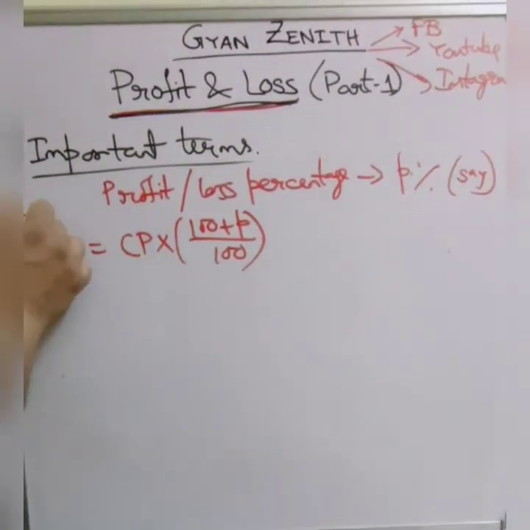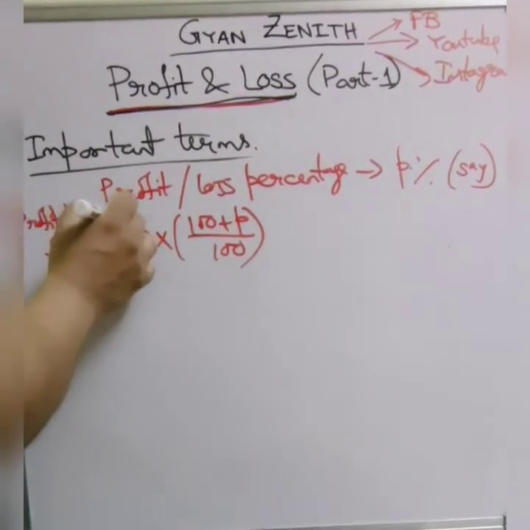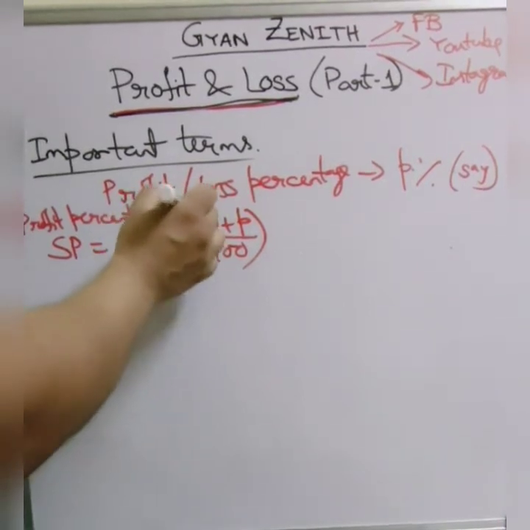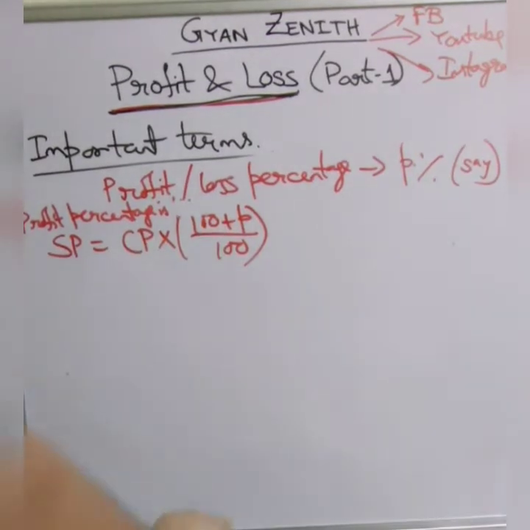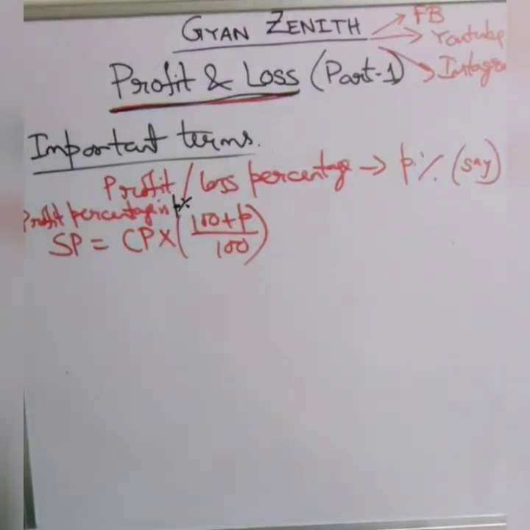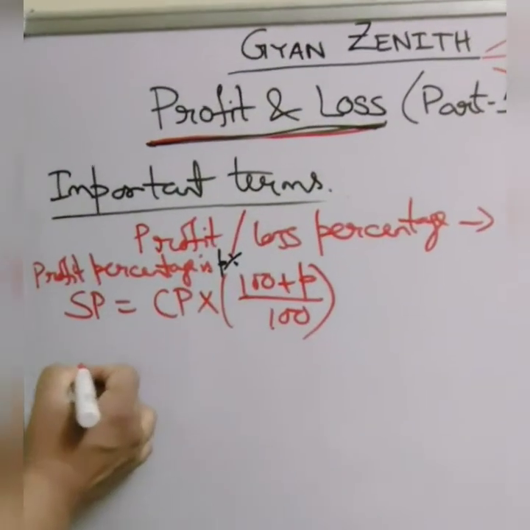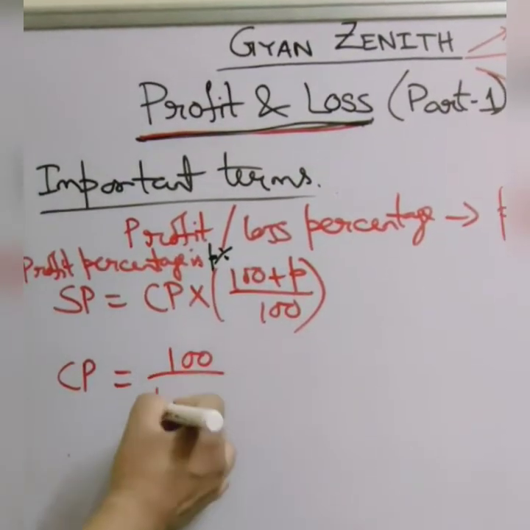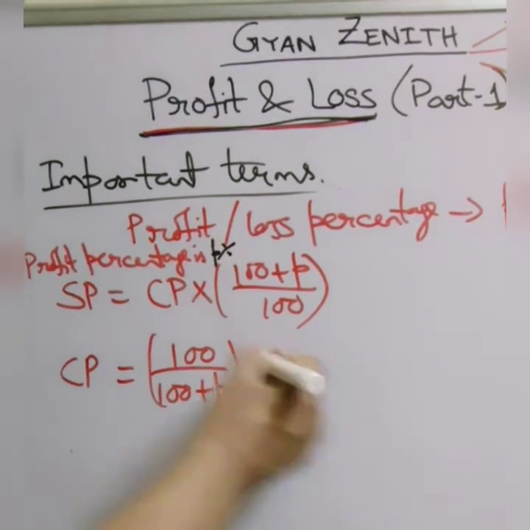Here, profit percentage is P%. Then SP equals CP into (100 plus P) by 100. Similarly, what will happen to CP? CP is 100 by (100 plus P) into SP.